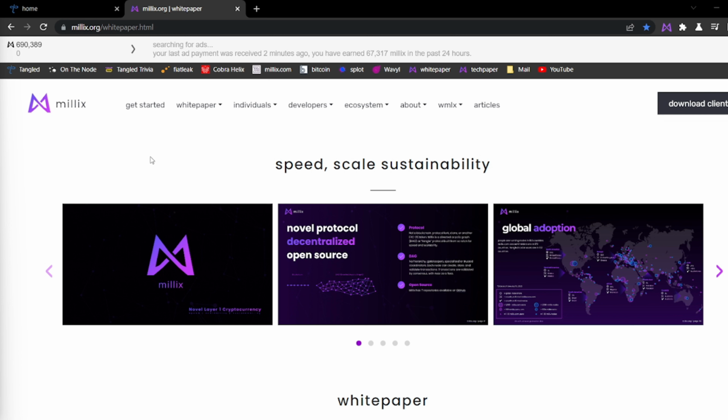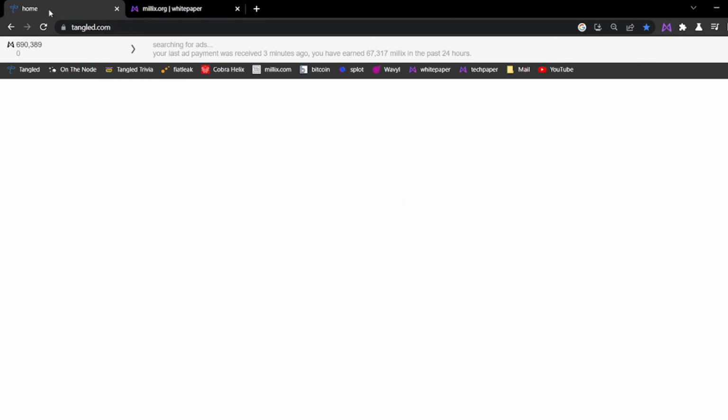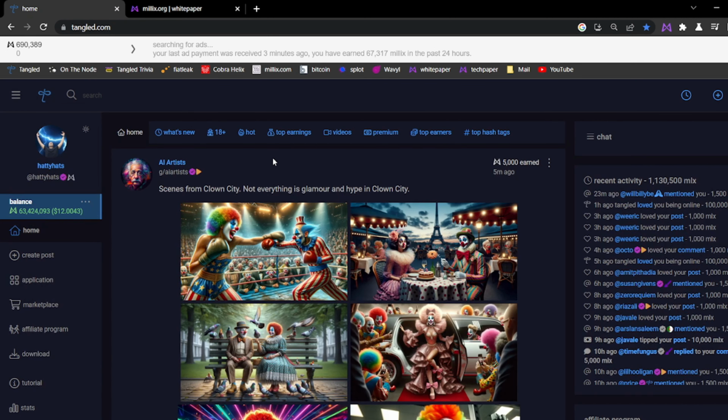But now, since I've gotten over the technical stuff, let's get into how you actually earn Millix. To earn Millix, you can use tangled.com, which now I understand why it was called Tangled, because Tangled or Tangle is another word for a DAG or directed acyclic graph.